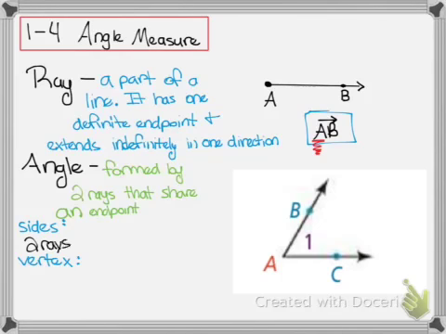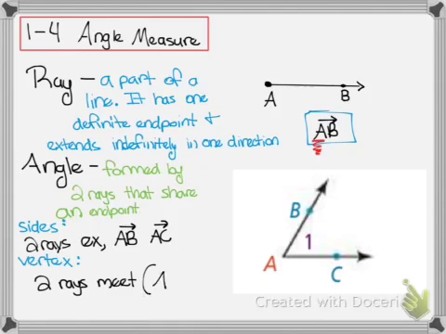The sides of an angle are the two rays that it's formed by. Okay, so for instance, in our example, the sides of the angle would be ray AB with the arrow in the direction of B, and then ray AC with the arrow in the direction of C. Okay, and then the vertex of the angle is where the two rays meet. So where those two rays touch, that point, that is your vertex. So here, it's just point A. A is our vertex there.